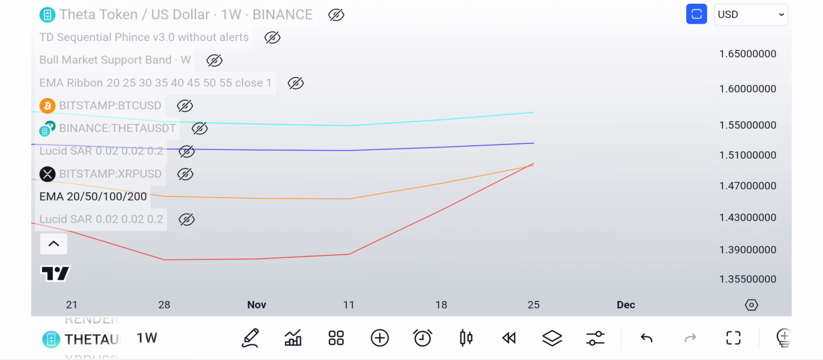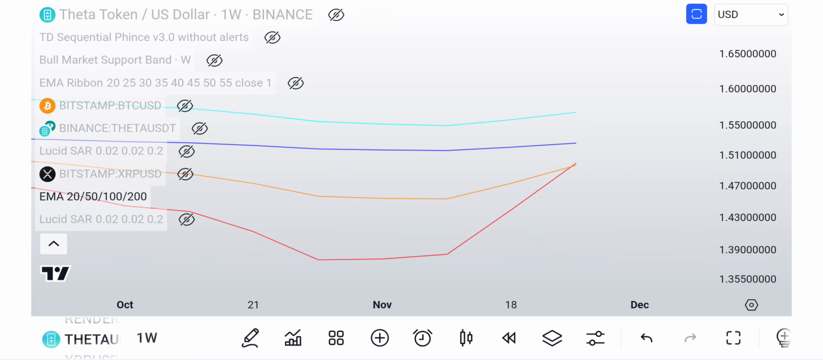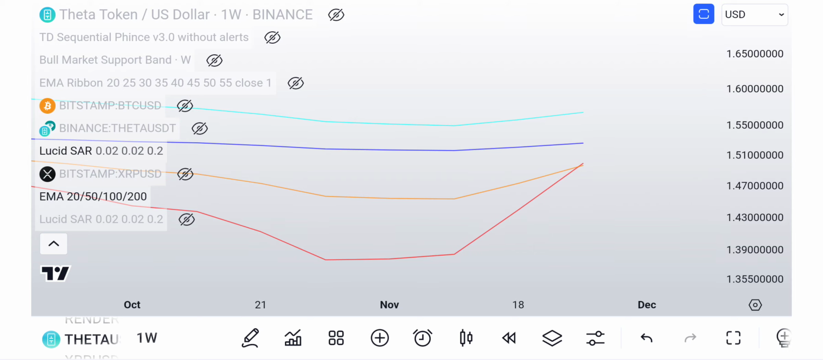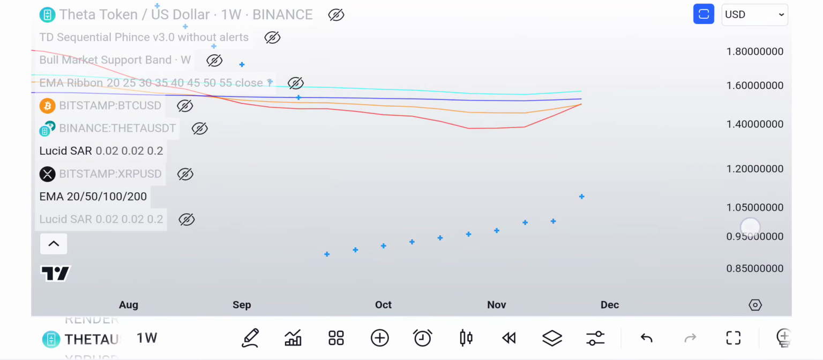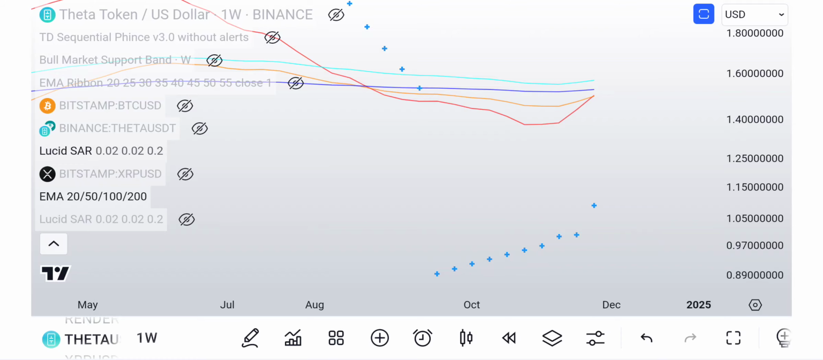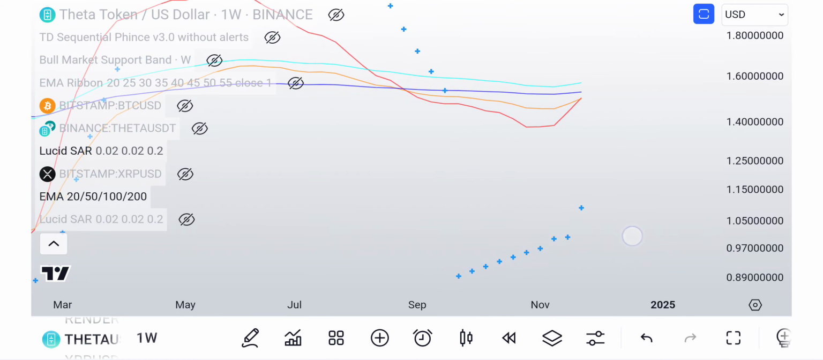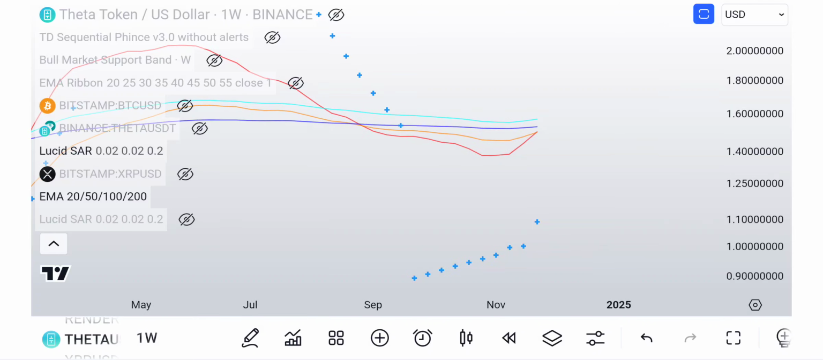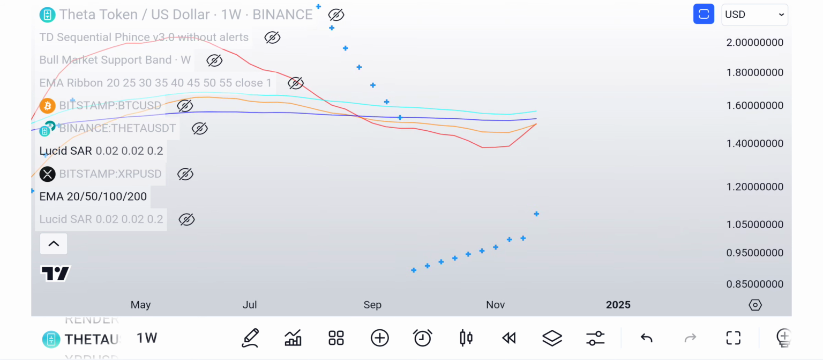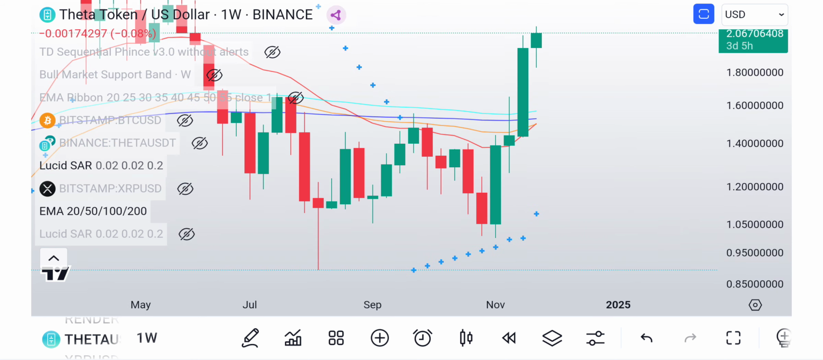Okay, so now the next thing we're going to do is look at the Lucid SAR. You can apply this to all of these charts, I'm not going to do them all. I will do XRP after I do Theta, but you can see here's another indicator that I like to use, the Lucid SAR. And basically what we see here is, let me turn the price on real quick.